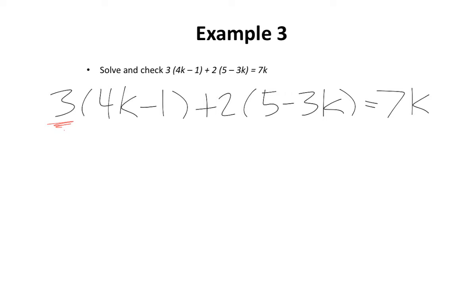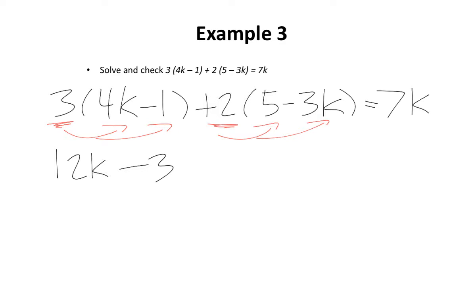Since we have numbers in front of brackets, we need to use the distributive property to distribute that number to everything within the brackets using multiplication. So 3 times 4k is 12k, 3 times negative 1 is negative 3, positive 2 times 5 is positive 10, and positive 2 multiplied by negative 3k is negative 6k. And the 7k on the right side of the equation stays exactly the same.